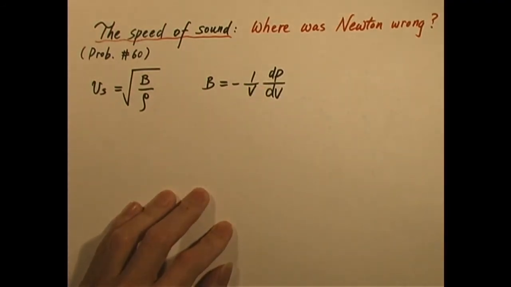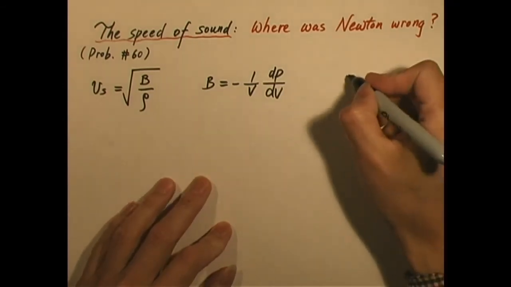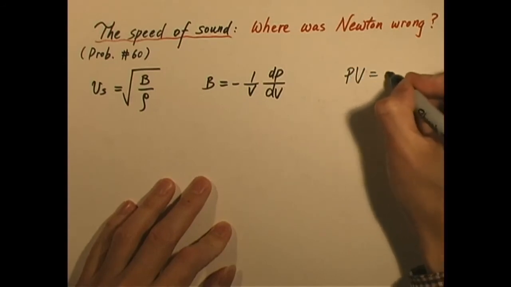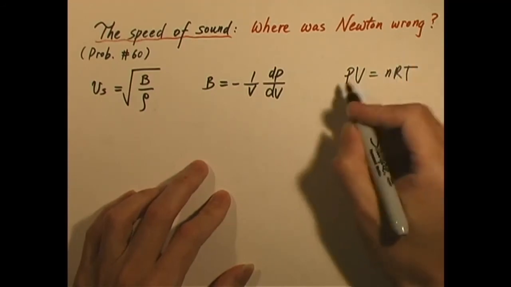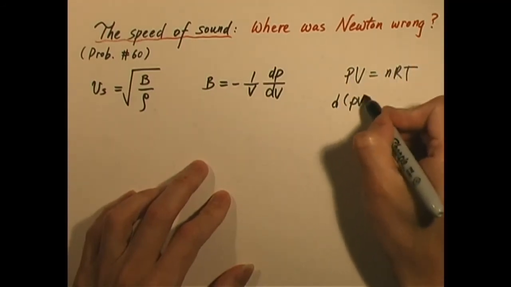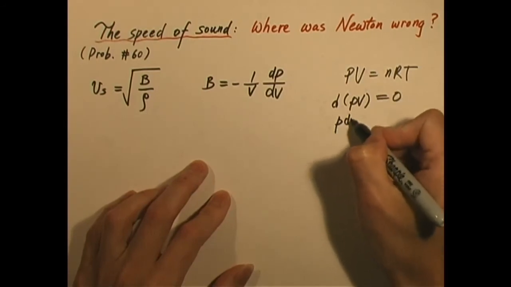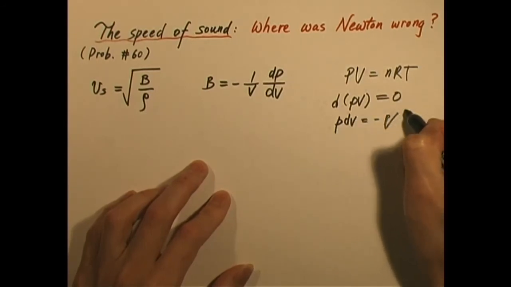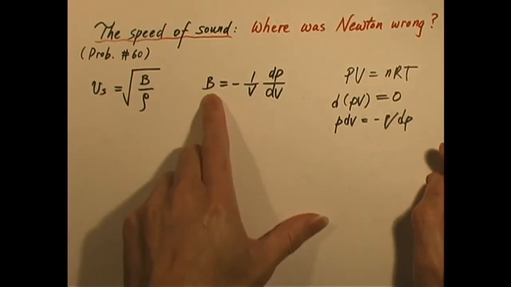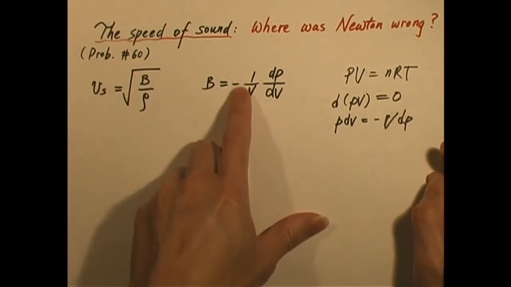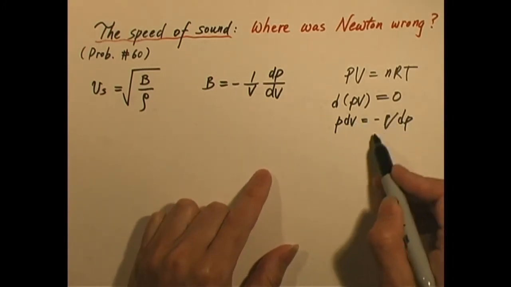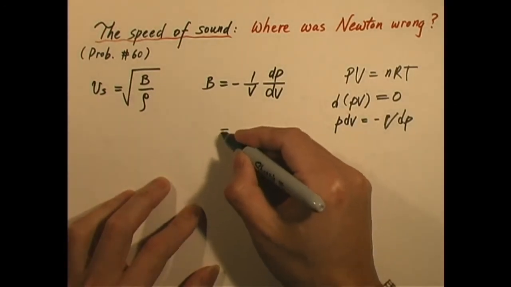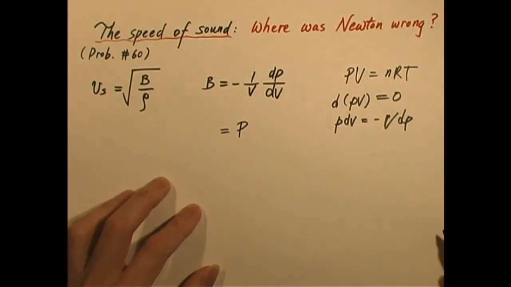If we assume that the propagation of sound is an isothermal process in which the temperature does not change, and if we assume this is an ideal gas, PV equals nRT, we can calculate that B. Because T is a constant, d of PV equals 0, which means PdV equals negative VdP. From that, we can calculate B, negative 1 over V dP dV. In fact, you take dP and move that dV over there, and negative 1 over V, and you find this is just equal to P, the ambient air pressure.